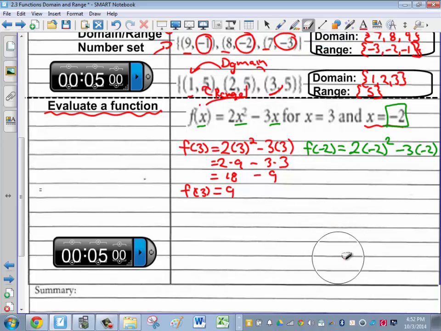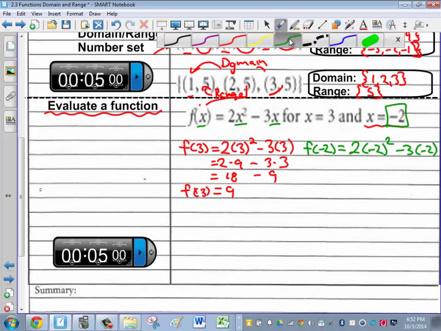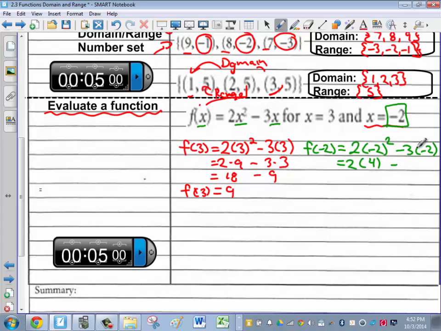Now that I've done ranted about that, let's get back to what we were really at, and we're trying to find f of negative 2. So we have 2 times negative 2 squared, 4, minus 3 times negative 2. Well, that's just plus 6. We'll make it a plus 6 there. This is equal to 8 plus 6. 8 plus 6 is equal to 14. So we have f of negative 2 equals 14.